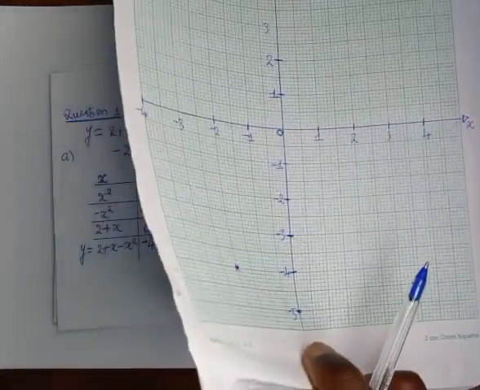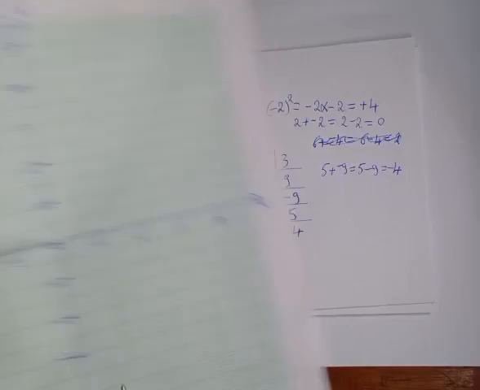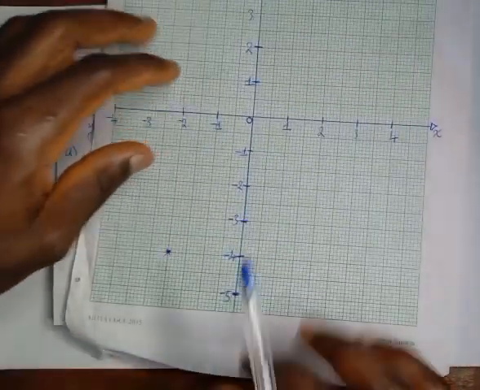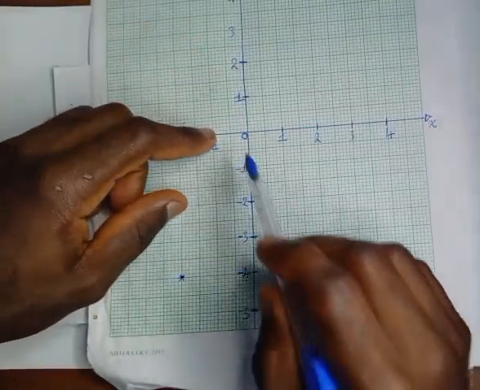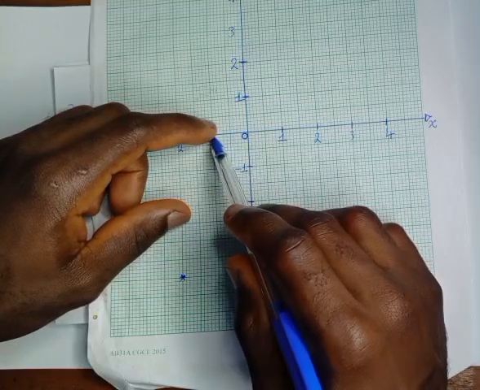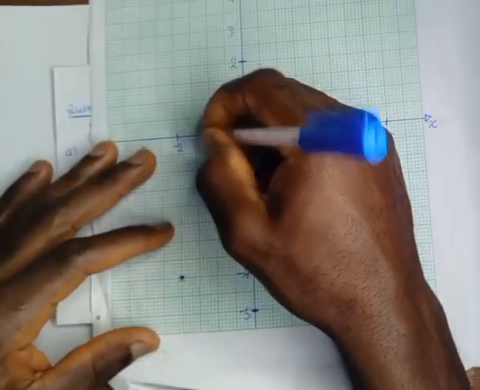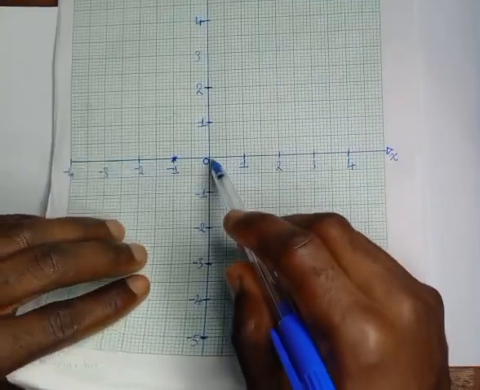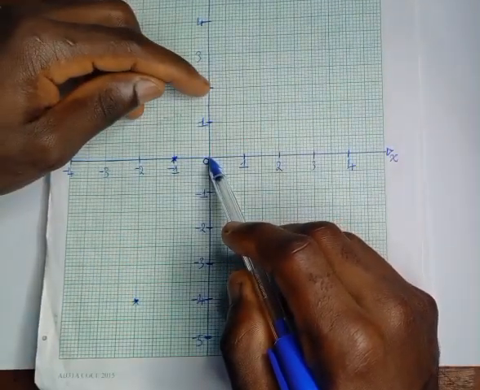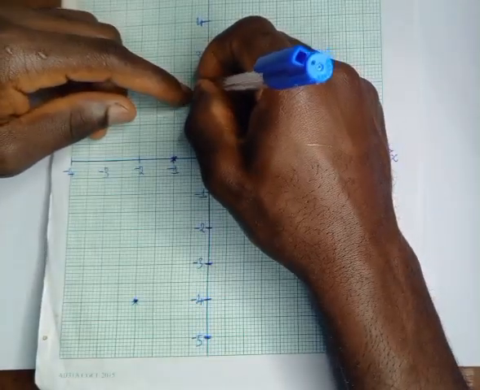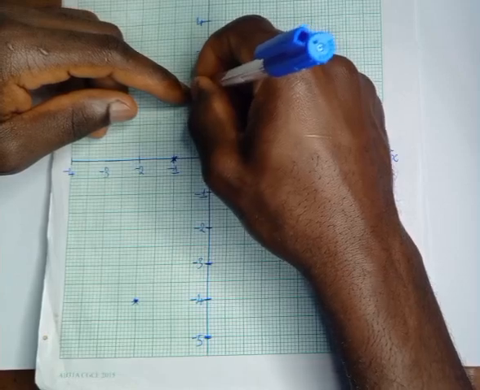Now we go to the next one. X is negative 1. Y is 0. This is negative 1 for x. Y is 0. So 0 and negative 1, they meet on the x-axis here. So we put a star on negative 1. For the next value, x is 0, y is 2. So we will meet on the y-axis. Put a star here.